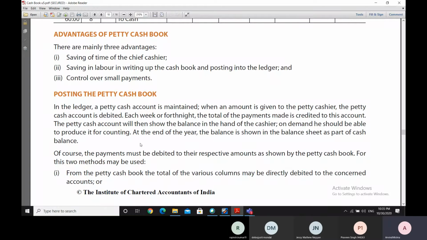At the end of the year, the balance is shown in the balance sheet as part of the cash balance. So the petty cash book balance is added to the normal cash balance while preparing the balance sheet at the end of the year.